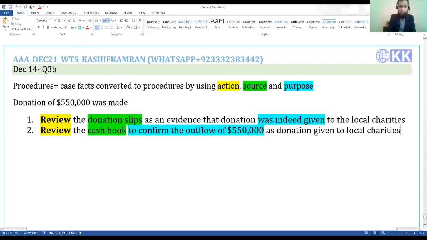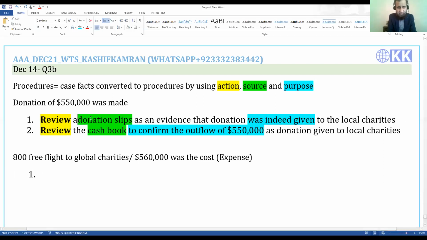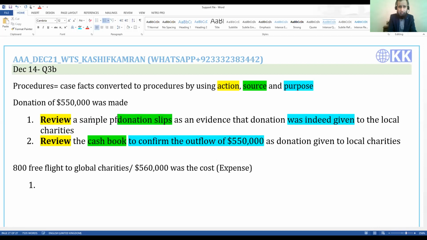Okay, so in this way, the next procedure we had was 800 free flights to global charities, and $560,000 was the cost, the expense the company incurred by providing these free flights, right? So the first one is, yes, Hamza, you can write the word sample. You can say review a sample of donation slips. Fine. Review a sample of donation slips because there could be many. That's fine. So that's logical.